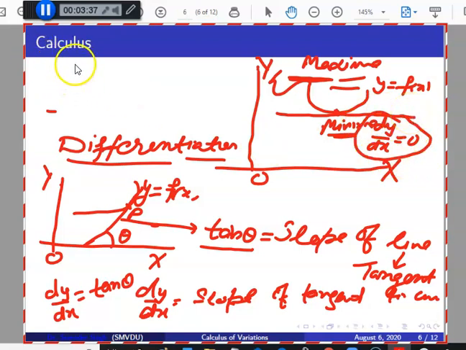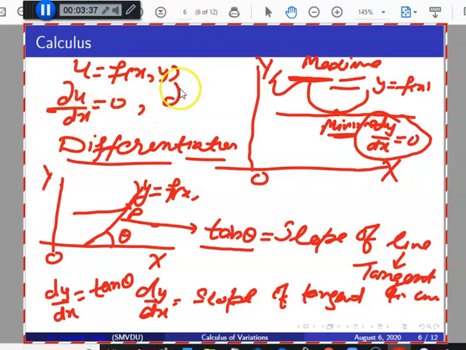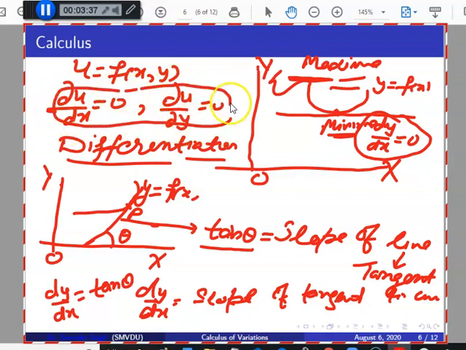Similarly, if we have a function of two variables, suppose u is equal to f of x, y, then the necessary condition for the existence of a maximum or minimum is curly u by curly x and curly u over curly y equal to 0. So by solving these equations, we can get the point of maxima or minima for a function of two variables. Geometrically, a function of two variables represents a surface, and a function of one variable represents a curve. So always keep this in your mind.